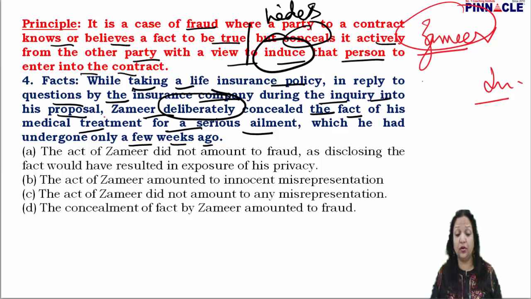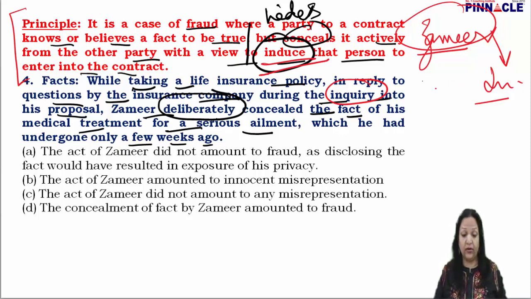Now, Zamir is undergoing a medical treatment for a serious ailment. Only a few weeks ago he had undergone this treatment, and when the insurance company makes an inquiry about his health conditions in the proposal, he concealed this fact that he had undergone the treatment. Why is he concealing it? So that he can enter into the agreement. Right? So, now is this fraud? According to the given principle, yes, it is a case of fraud. Why has he hidden this? He has hidden this because he wants to induce the insurance company to enter into a contract with him. Now, let us see the options.